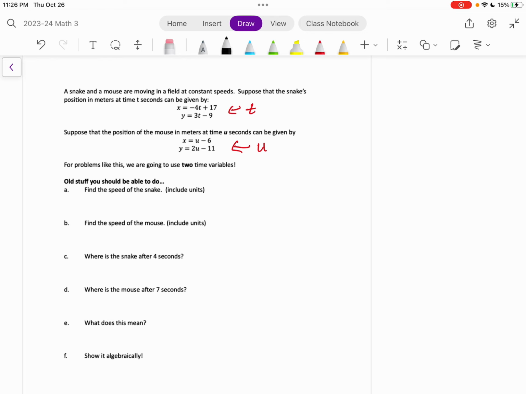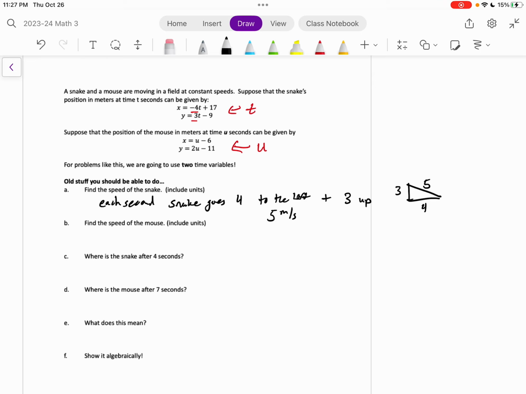So first, we want to look at the speed of the snake, which is simple. Each second, how far does the snake go? Each second, the snake goes 4 to the left and 3 up. I'm just pulling those off of these numbers right here, -4 and 3. So each second it goes -4 this way and 3 up. So how far did it go? It went 5, because it's a 3, 4, 5 right triangle. So the snake speed is 5 meters per second.